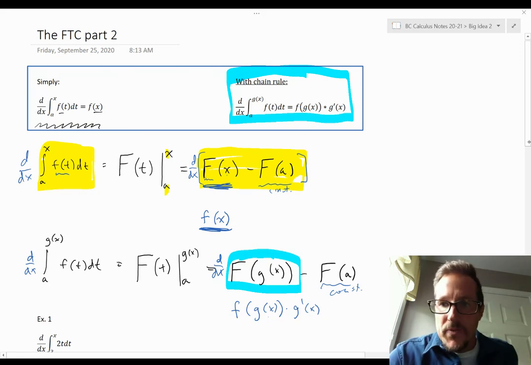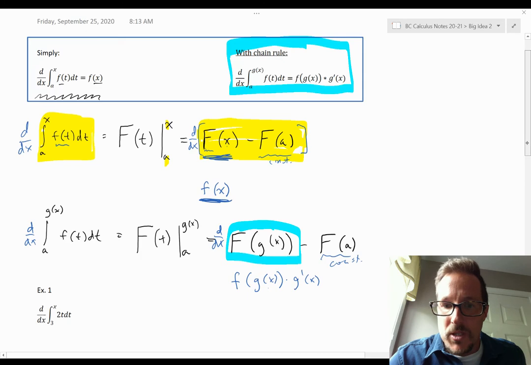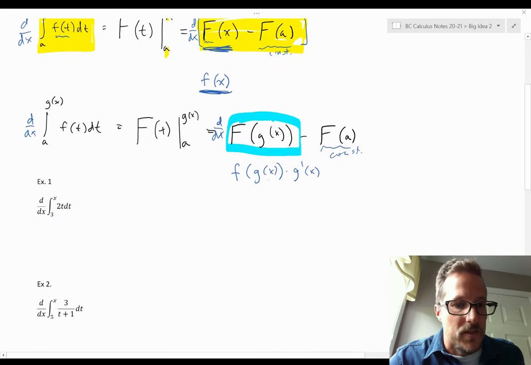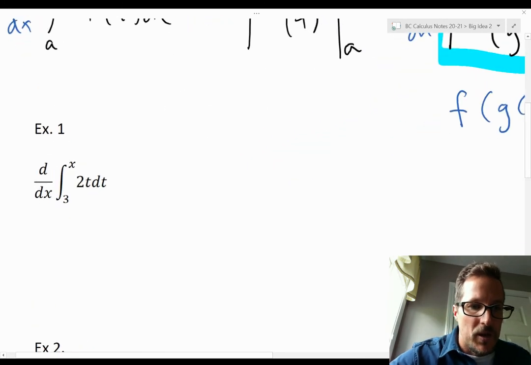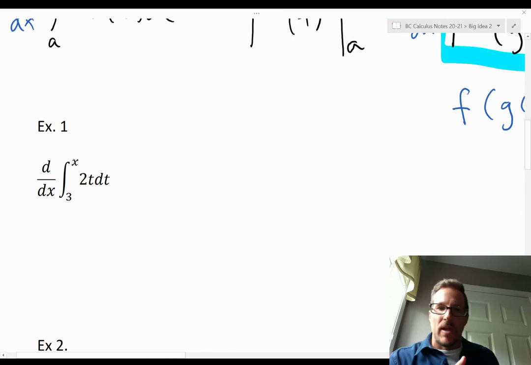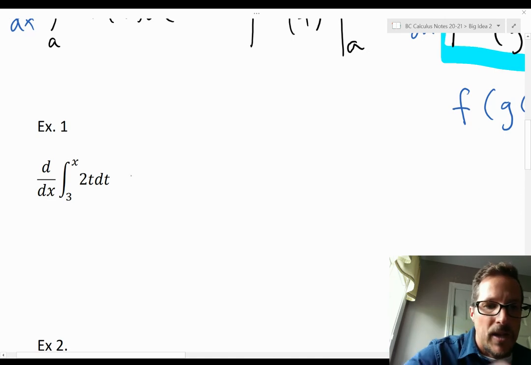So I'm going to show you a few examples. We're going to roll through some examples here where we're finding the derivatives of integral expressions. But we're going to do it with a middleman in between. We're going to use the fundamental theorem of calculus part 1.